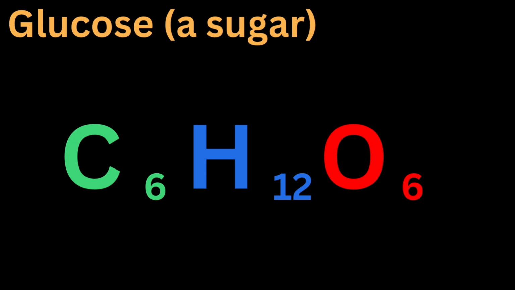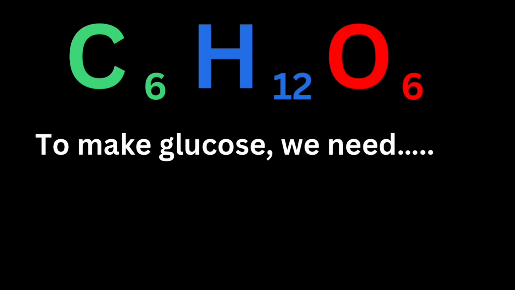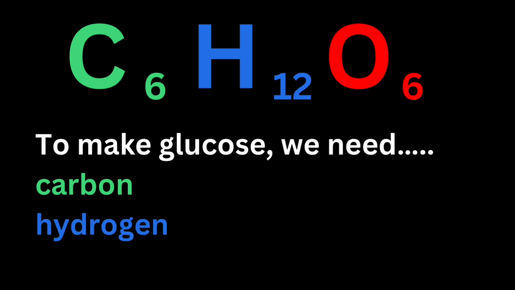That's why there's a C with a little 6 after it. That means there's 6 carbon atoms. The 12 after the H tells us there's 12 hydrogen atoms, and the 6 after the O tells us there's 6 oxygen atoms. So this means that if the plant is going to make glucose, it needs 3 ingredients. It needs carbon, it needs hydrogen, and it needs oxygen. This means that our plant needs to take in carbon.